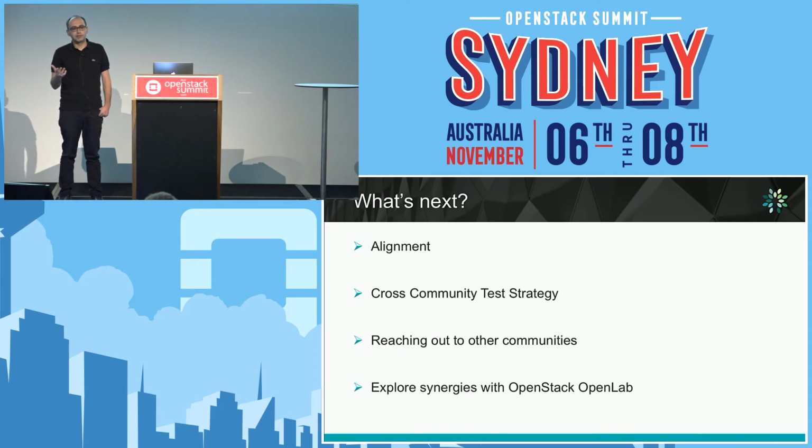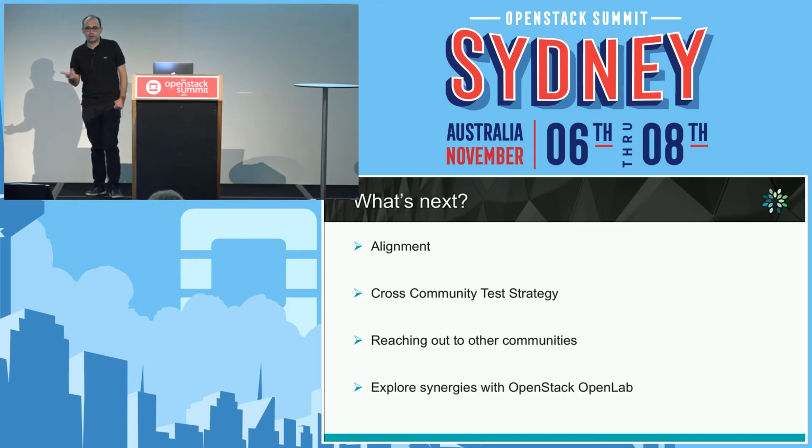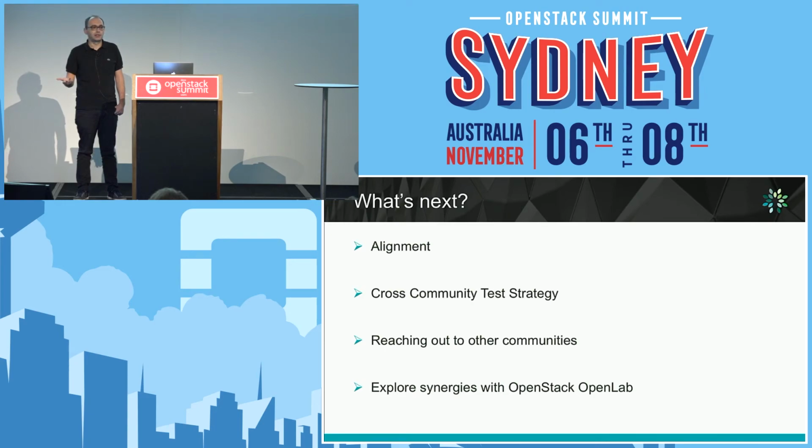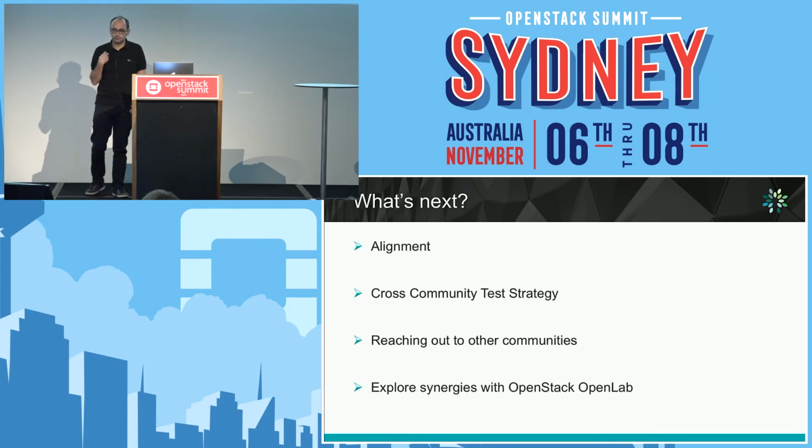And then once we get an alignment socially, culturally, mindset level, then we can think about aligning tools. The second thing, cross-community test strategy. We need to find out who should be doing what and who is testing what, and come up with the right test strategy so the testing we do is valuable for you and other communities, rather than just for us.